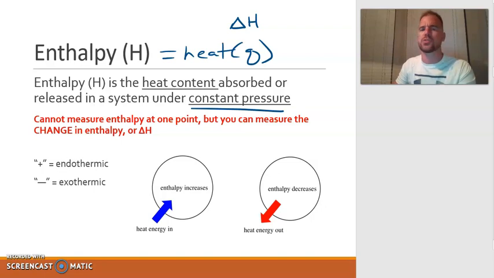Now, what happens when pressure is not constant? Well, then enthalpy is different from heat, and then you've got some further calculations that you have to do in later chemistry. You're not going to worry about it in 151. So all that to say, enthalpy is heat.